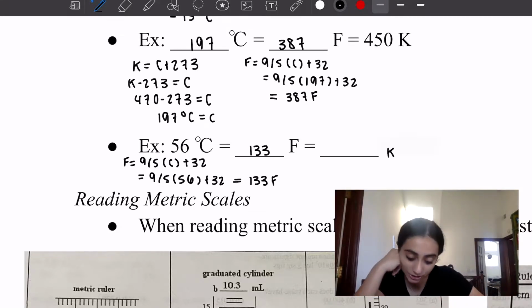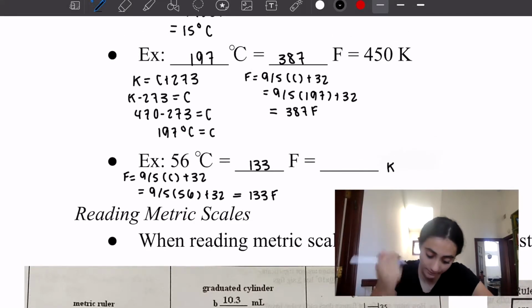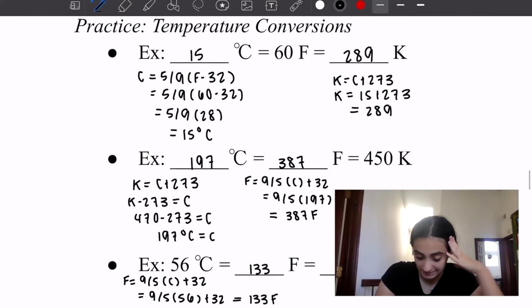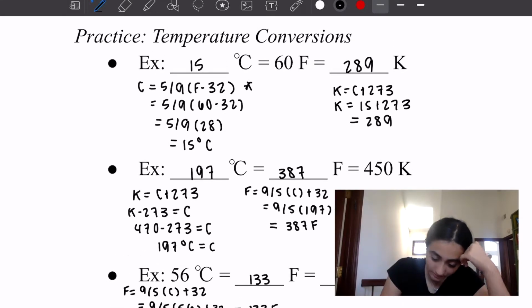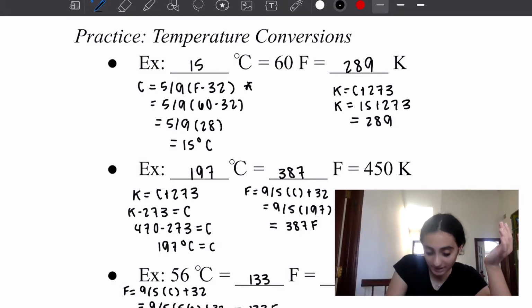And like I mentioned earlier, keep in mind that you are just keeping order of operations in mind. So if I were to go from Fahrenheit to Celsius, I would, like this equation up here, first subtract 32 and then multiply by 5/9 because of these parentheses.